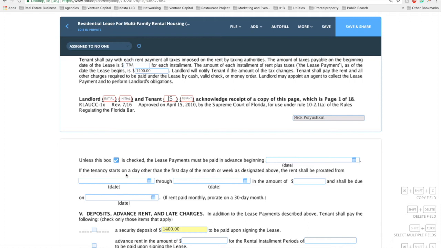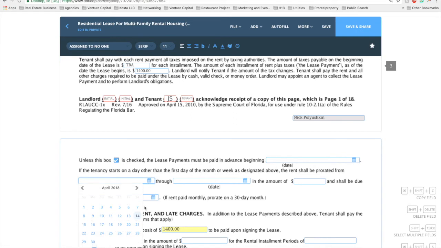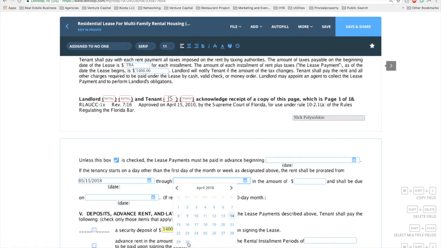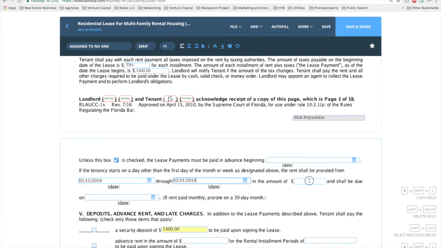Next one, if tenancy starts on a day other than the first day of the month for the week as designated above, the rent shall be prorated from. So let's say if John would like to start the lease on the 15th, but paying on the 1st of the month. So then it will be prorated from May 15th to May 31st in the amount of, so this is half a month, or it can be calculated by day, let's say for $700, and shall be due in case if he would have wanted to begin the lease on the 15th, from the 15th.